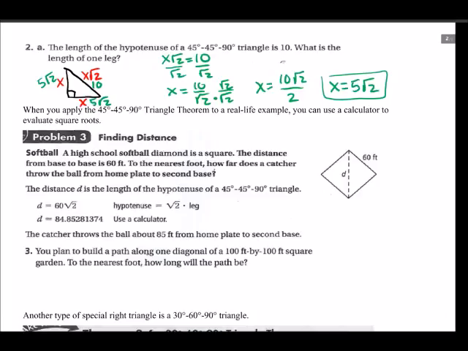This was just like the problem we just did. We were told that the hypotenuse of a 45-45 right triangle is 10 units long. Find the length of the leg. So I drew my triangle. I labeled x root 2. And I know the hypotenuse measures 10. So I know that x square root 2 equals 10. This is just our formula. The length of the hypotenuse equals leg times square root 2.